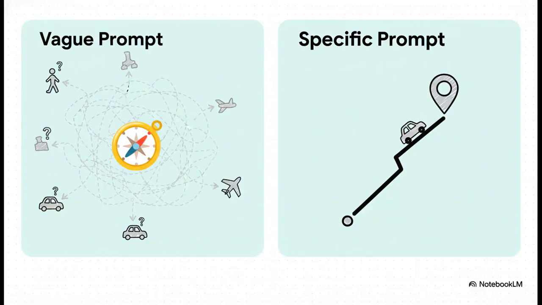Think about it like asking for directions. If you tell someone, "just head north," that's not helpful. Do I walk? Do I drive? For how long? It's a terrible command. But if you say, "drive north on Highway 101 for 3 miles, then take a right on Main Street," boom, you get exactly where you need to go. Precision is everything, and that's what we're going to build today.